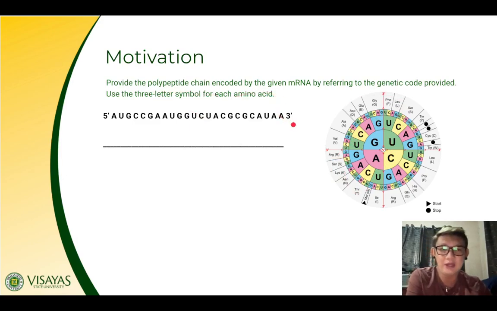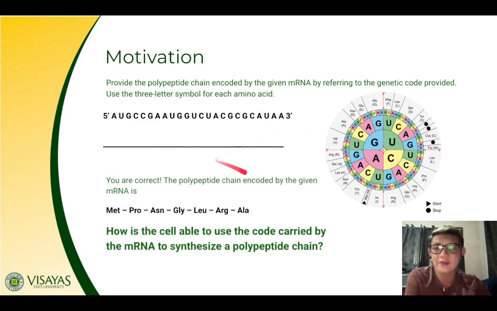So we know that in translation, the messenger RNA contains the codons, which are read in groups of three nucleotide bases. Each of these codons specifies an amino acid. So are you already finished translating this messenger RNA? Okay, so you are correct. Now, the polypeptide chain encoded by the given mRNA is methionine, proline, asparagine, glycine, leucine, arginine, and alanine.